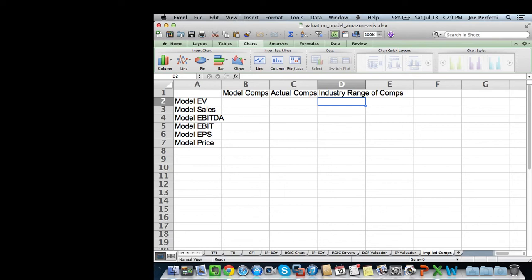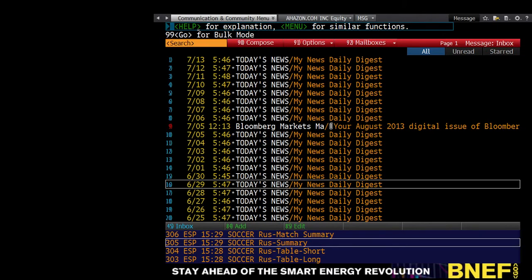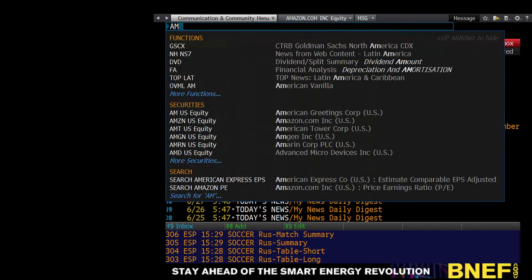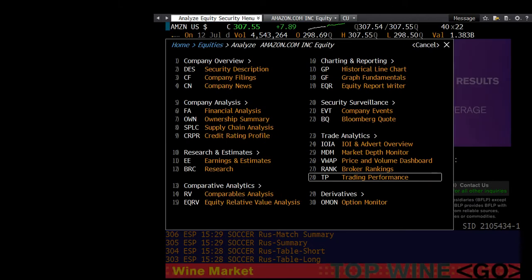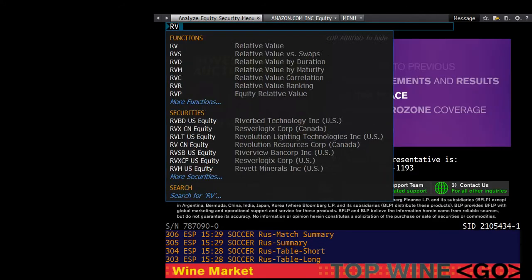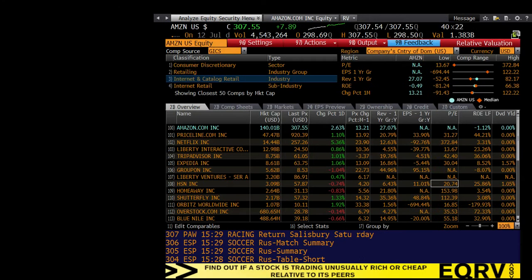All right, so the last part I mentioned is we want to do what I'll call the implied comparables or implied multiples. So in this case, we'll go to Bloomberg. We'll look up Amazon, the company we're talking about here. And then we'll go to the RV section for the relative valuation of, in this case, Amazon.